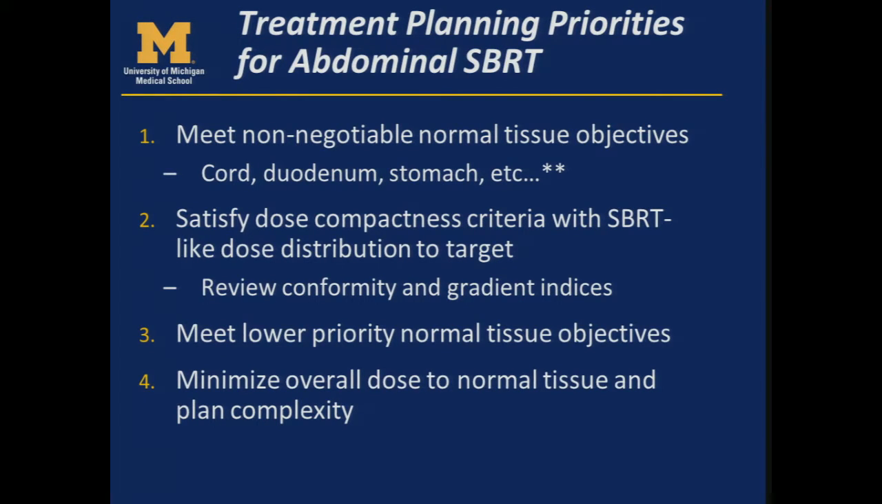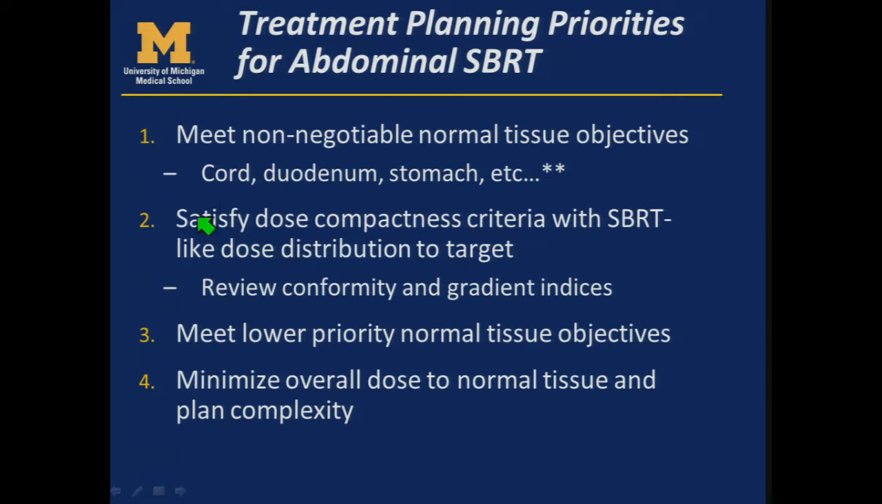So treatment planning priorities for abdominal SBRT are a little bit different than maybe some other sites because we have very strict normal tissue objectives for the abdominal OARs. So the first priority is always to meet what we would call non-negotiable normal tissue objectives. So cord, duodenum, stomach, etc. There are many important abdominal OARs that we cannot exceed their limits without severe risk of toxicity.